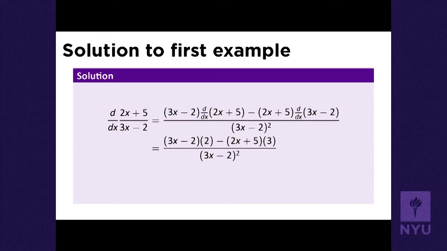Now, in this particular case, the numerator and denominator are both polynomials. In fact, they're linear functions, so these derivatives are actually pretty easy. 3x minus 2 times 2 minus 2x plus 5 times 3, because 2 is the derivative of 2x plus 5, and 3 is the derivative of 3x minus 2. And then the denominator stays the same, 3x minus 2 quantity squared. Expand it out, 6x minus 4 minus 6x minus 15. The 6x's cancel. Won't always happen that way, but in this case it does. And what we get is a constant, negative 19 divided by 3x minus 2 quantity squared.